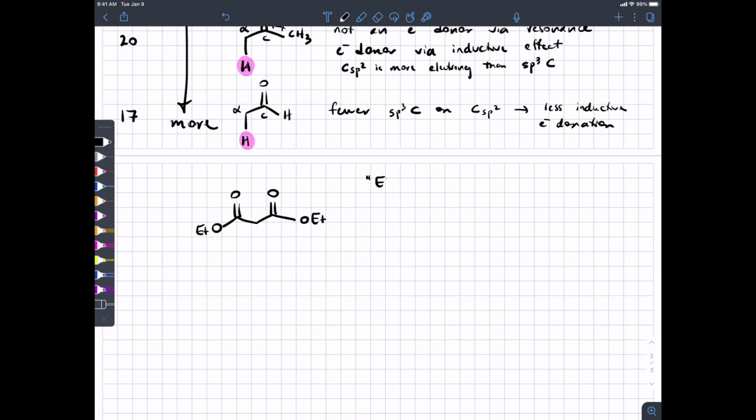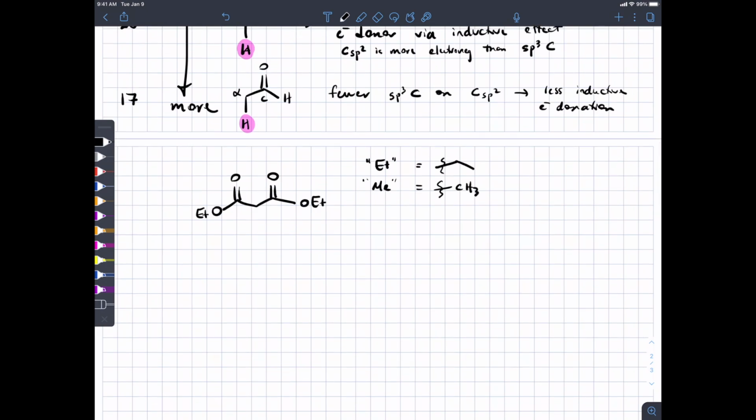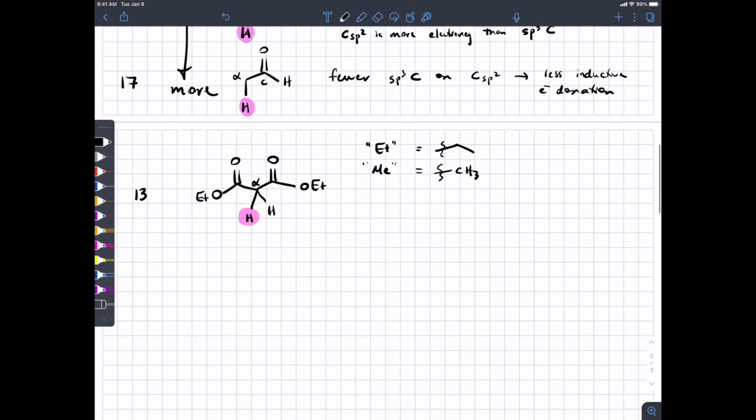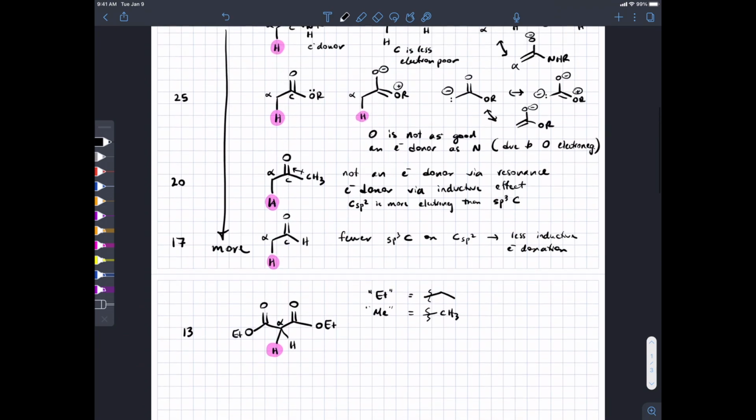Often we're going to use abbreviations for small alkyl groups. ET stands for an ethyl group. ME stands for a methyl group, and so on. The alpha carbon proton here has a pKa of 13. Now compare that to the pKa of a regular ester, which is 25. That's 12 orders of magnitude, or about 1 trillion times more acidic.